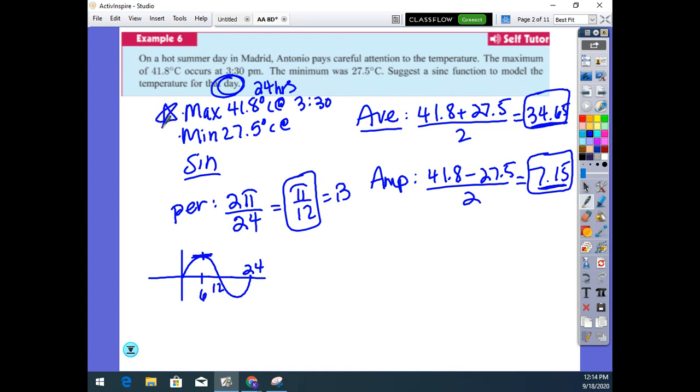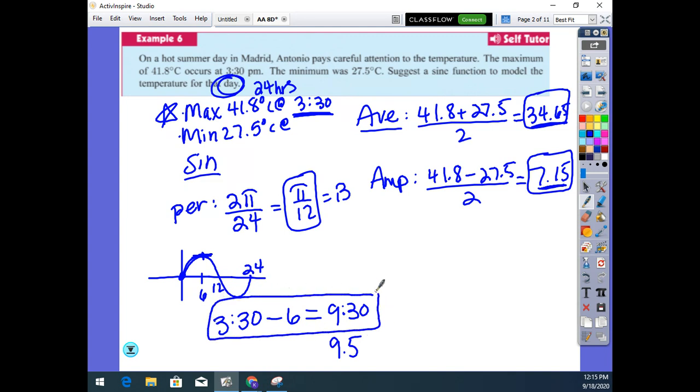at 6 hours? All right, so if the max point occurs at 3:30, that's 3:30 in the afternoon, that means when does it start here? We're going to take our 3:30 in the afternoon minus 6 hours to put that back at equilibrium. That's going to be 9:30, which in terms of numericals is 9.5. So this is clock time. So be careful. 9:30 is 9.5.